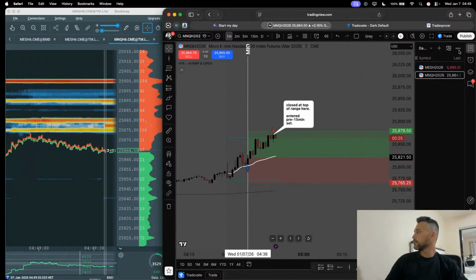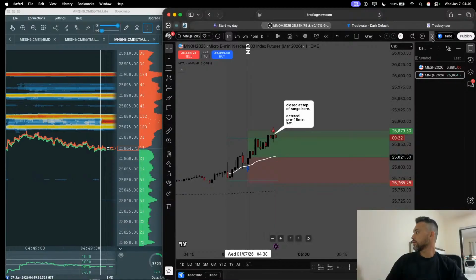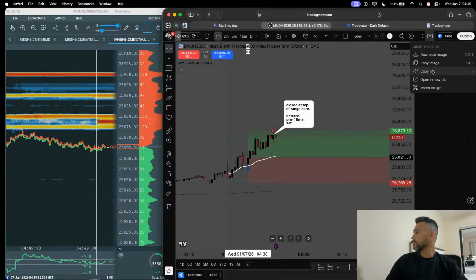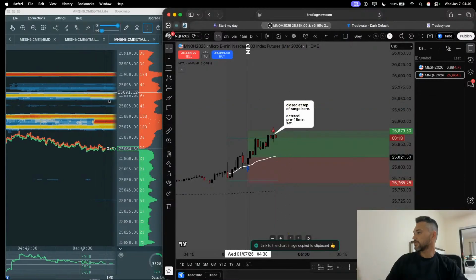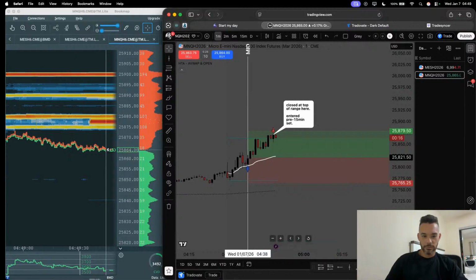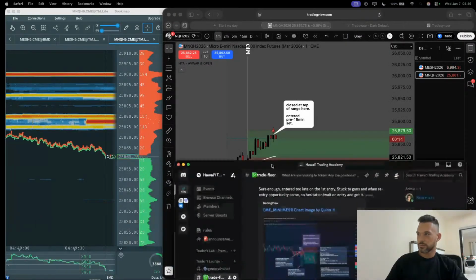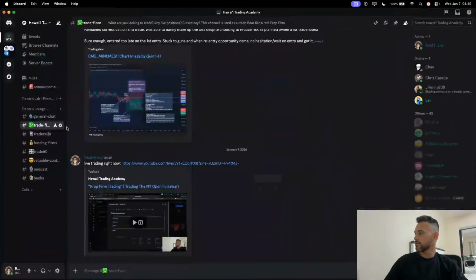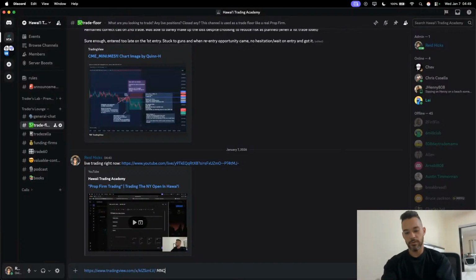And then what I do is go take a screenshot, copy the link, post it in our Discord here. This is our Discord. I go to the trade floor, MNQ mid.